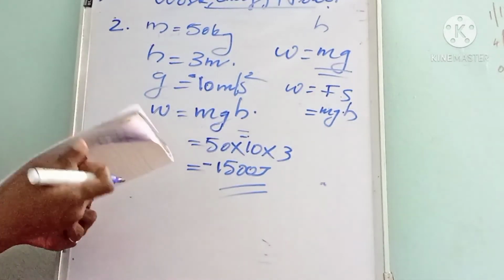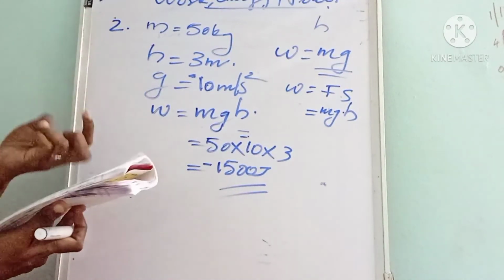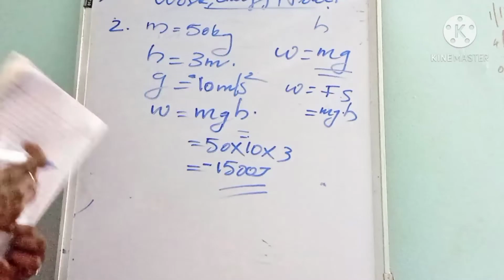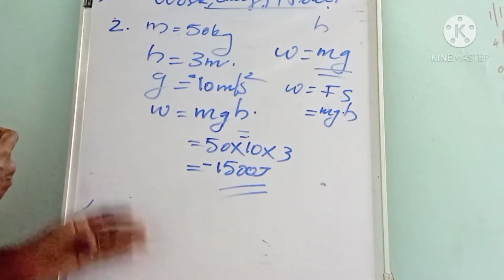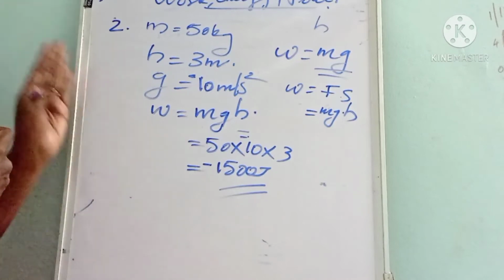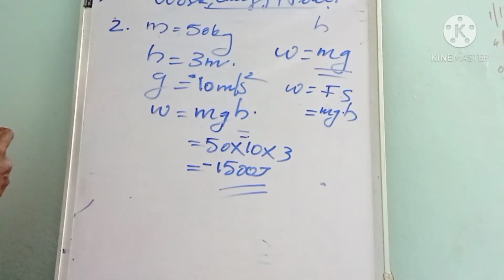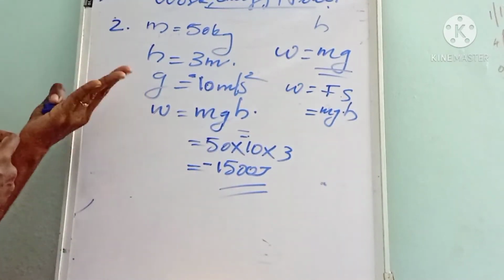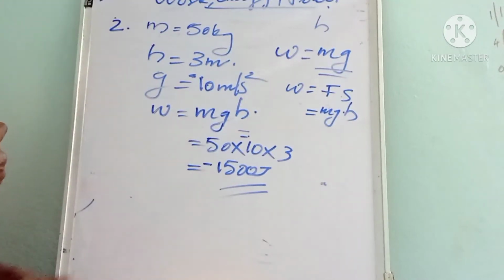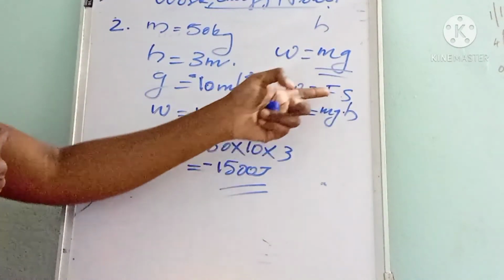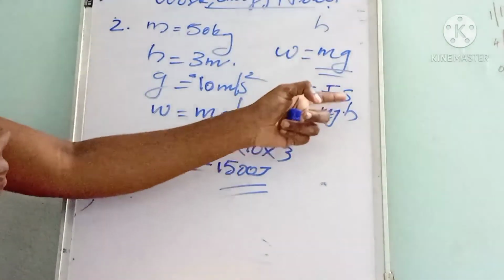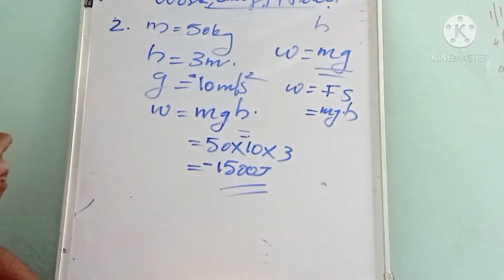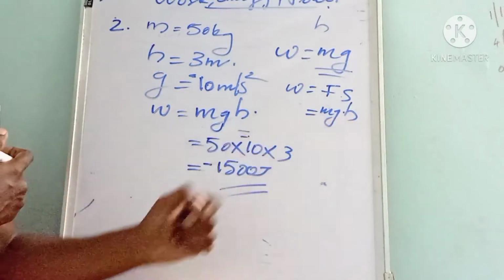Here the mass of the object is given as 50 kg, the height through which the object is lifted is 3 meter, and the acceleration due to gravity is 10 meter per second square. We have to calculate the work done. Work done equals force into displacement. In order to lift any object upward, we have to apply a force which is equal to the weight of the object. So instead of F we can write mg, and instead of S, since it is lifted to some height, we can write h. So we got the equation for work done as mgh.